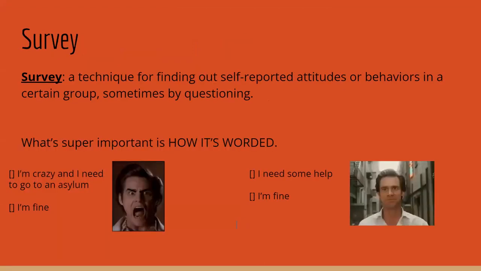Okay, what about a survey? Well, I think you know what a survey is, but it's just a technique for finding out self-reported attitudes or behaviors in a certain group, sometimes by questioning. But it's super important how it's worded. You need to remember that.